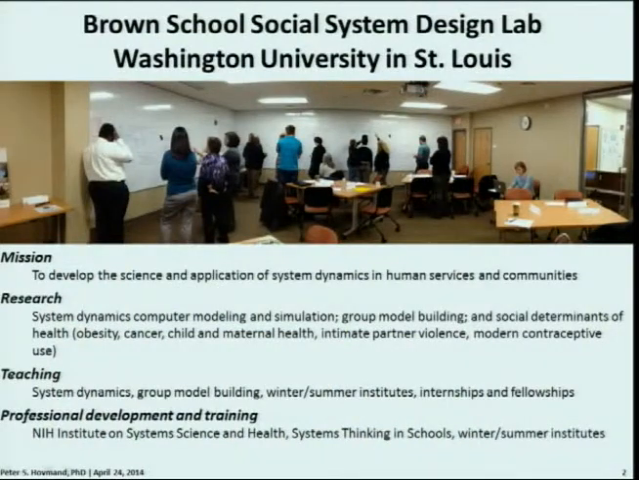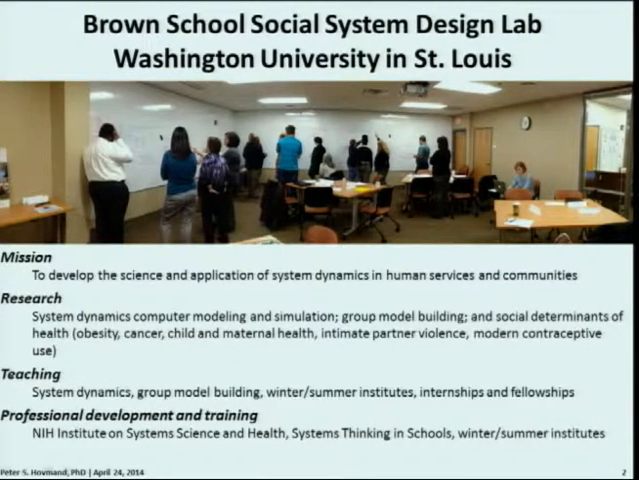So just briefly, in terms of the Brown School Social System Design Lab, our mission is to develop the science and application of system dynamics in communities. It's really moved very quickly into thinking about community engagement and community-based participatory work. Mostly what we do is system dynamics simulation modeling, and we also deploy group model building. The application areas have mostly focused on social determinants of health in areas like obesity, cancer, child and maternal health, intimate partner violence, and modern contraceptive use. And then we teach courses in system dynamics and group model building, and do professional development.